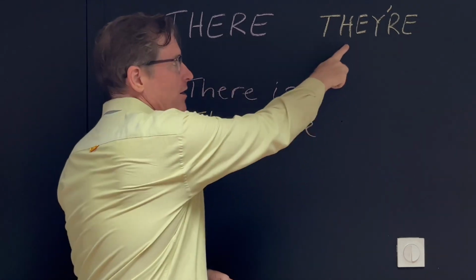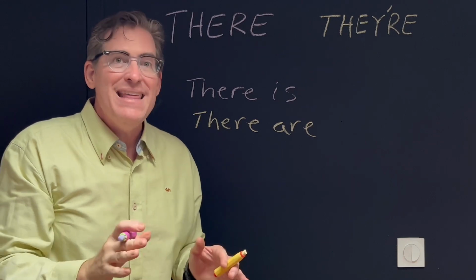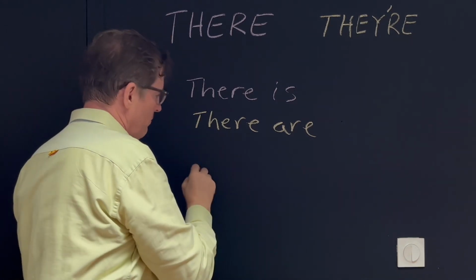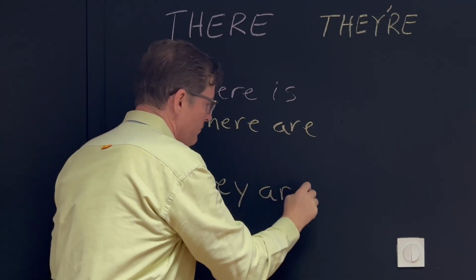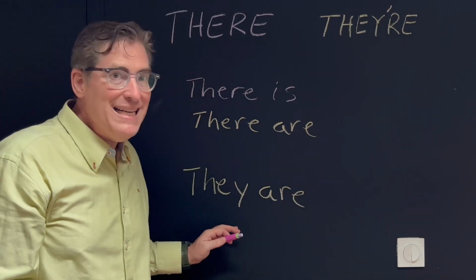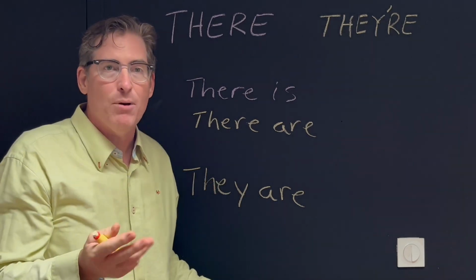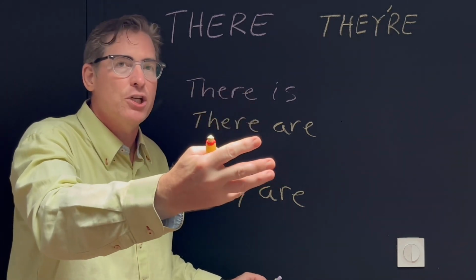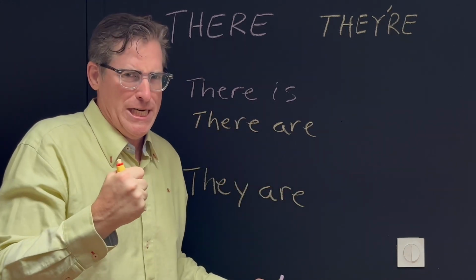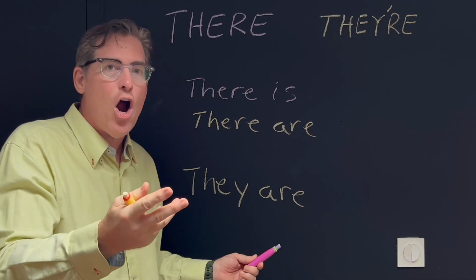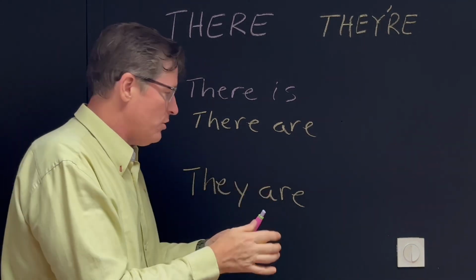Now, they're, and it sounds the same as there, is a contraction. Okay? It's simply a contraction of they are. For example, they are intelligent. They are beautiful. They are angry. Well, in English, we can contract these two words.